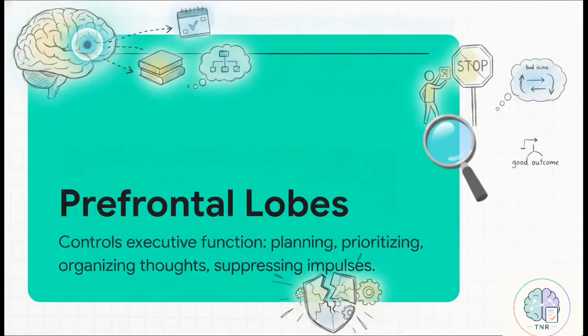Now, moving all the way to the front, we have the prefrontal lobes. Think of this area as your brain's ultimate command center. It controls your executive function. This is the exact hardware that allows you to plan out your day, prioritize tasks, and organize your thoughts logically. But maybe more importantly, it's responsible for suppressing your raw impulses and actually understanding the long-term consequences of your actions. So when this specific area takes a hit, that critical executive filtering mechanism just completely breaks down.